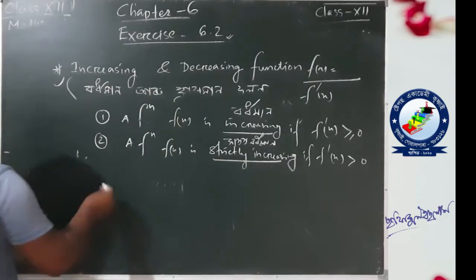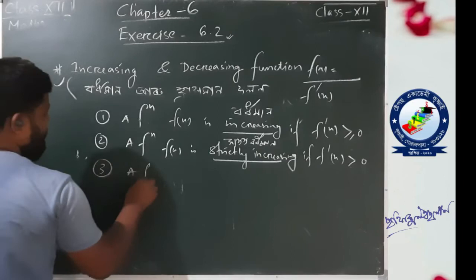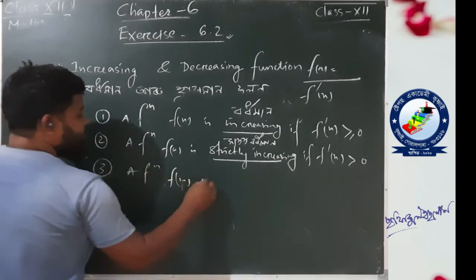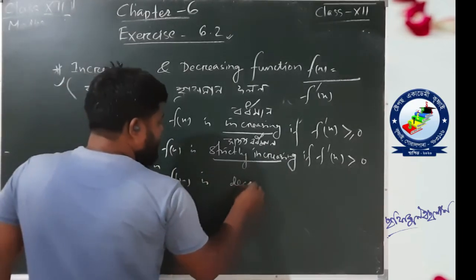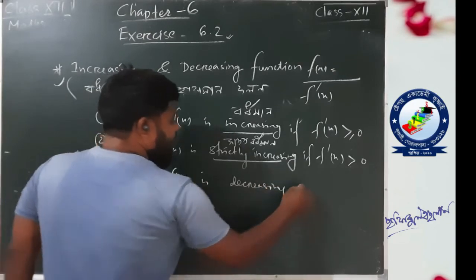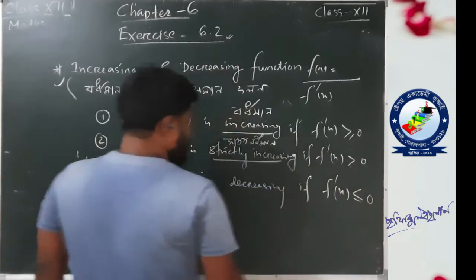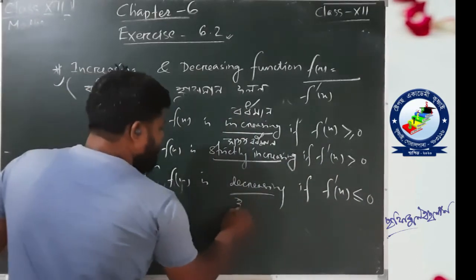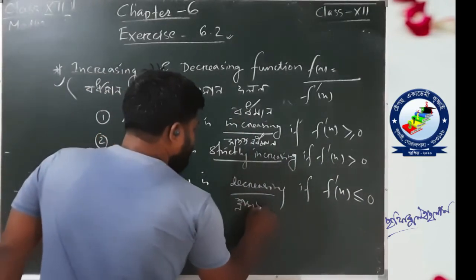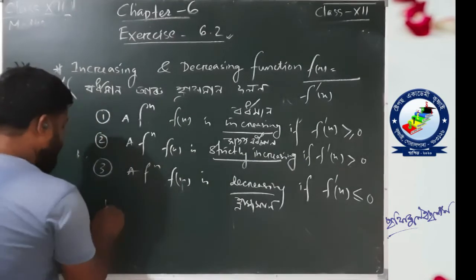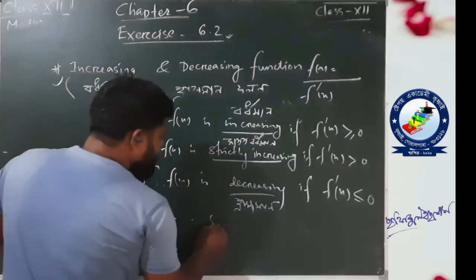Another, decreasing. A function f(x) is decreasing if f dash x is less or equal to 0. And for strictly decreasing.